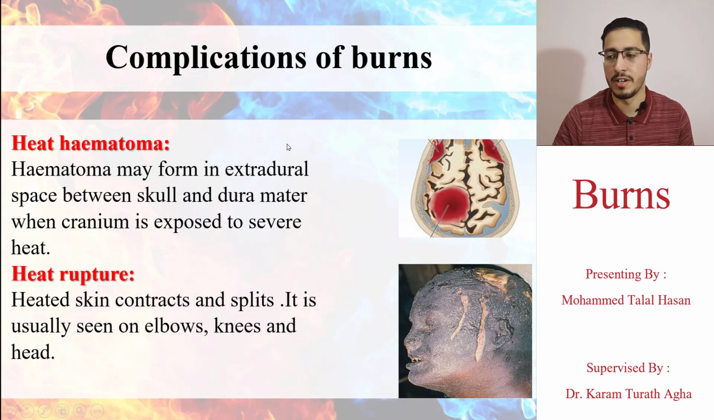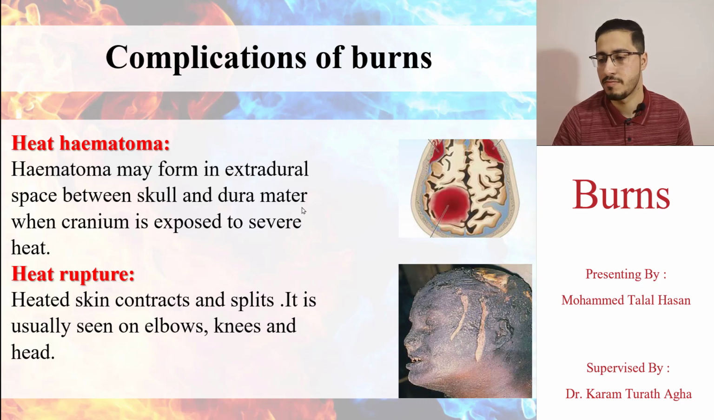What are the complications of burns? The first is heat hematoma. A hematoma may form in the extradural space, between the skull and the dura mater, which is the more external layer, when the cranium is exposed to severe heat. Here the hematoma is seen in this picture. Next is heat rupture, where the skin splits and spells. It is usually seen on elbows, knees, and heels.